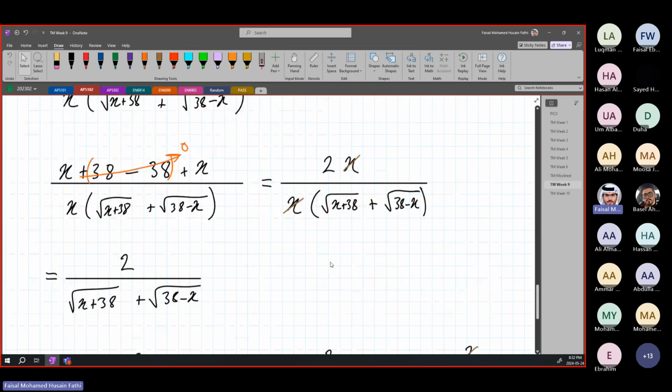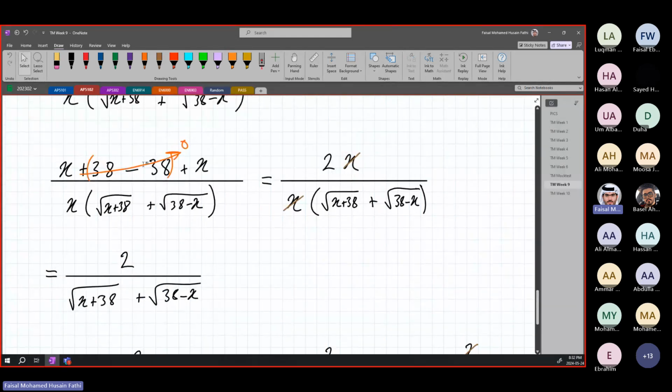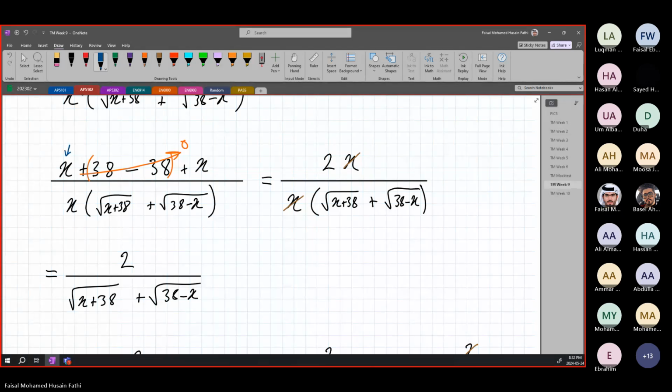It should have been 2x. Now we canceled the x. Here we have x, and here we have an x, so x plus x equals 2x. The x and x cancel with each other. We're not doing 2x minus x equals x. We're not doing this. We're doing x divided by x, meaning 2x divided by x. That is the idea. Now this was the first case.